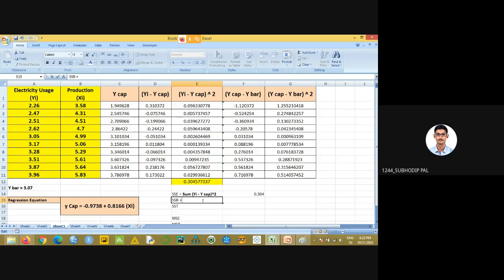Next is SSR. How do you calculate SSR? Summation of y cap minus y bar whole square, right? Correct.